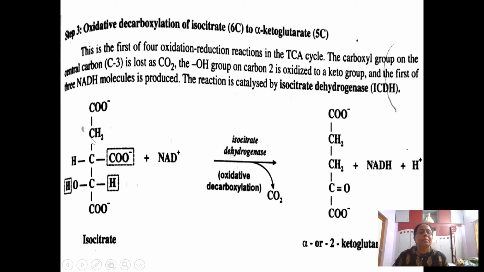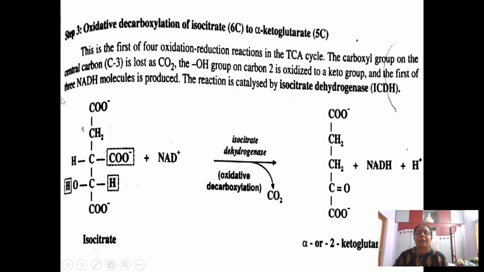Okay. See, there are 4 oxidation reduction reactions in the TCA cycle. This is the first oxidation reaction occurring. The carboxyl group on the central carbon C3 is removed as CO2. So, what do you call it? Decarboxylation. And the OH group on carbon 2 is oxidized to keto. This is removed, and this group is oxidized to a keto group. You know, a secondary OH upon oxidation gives a keto group.